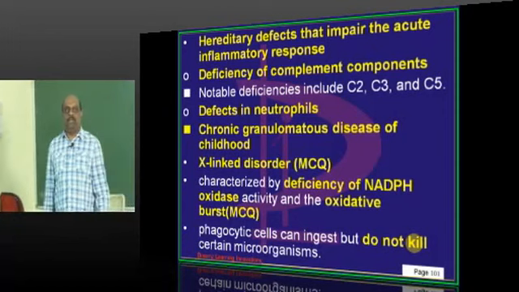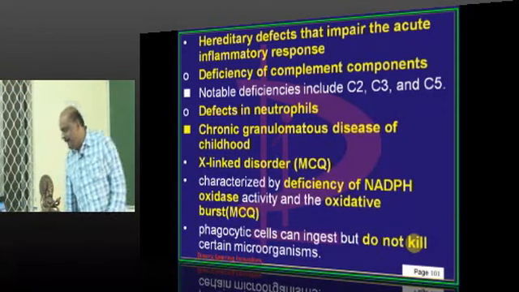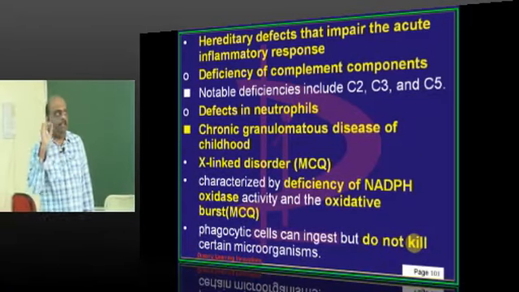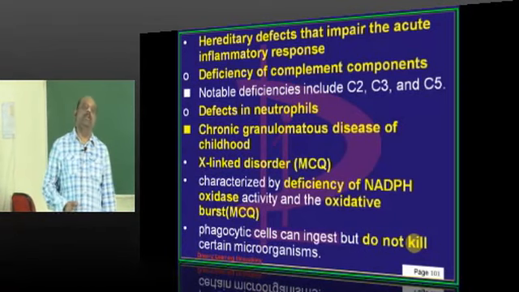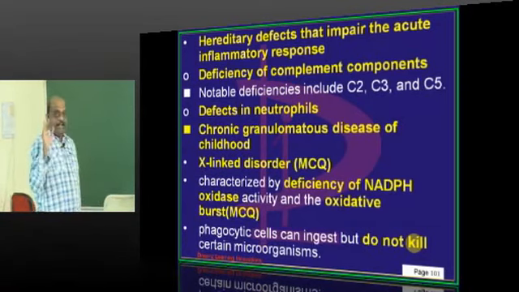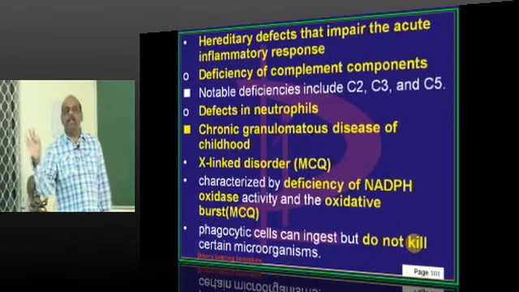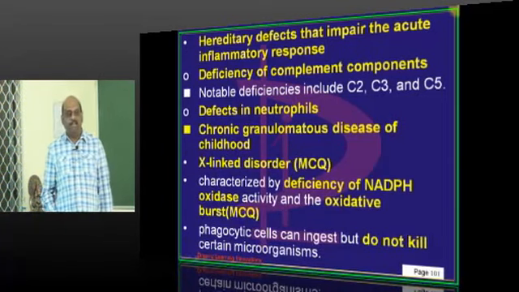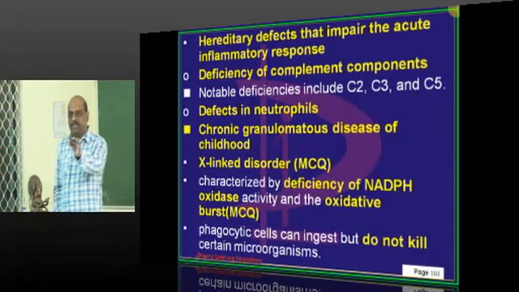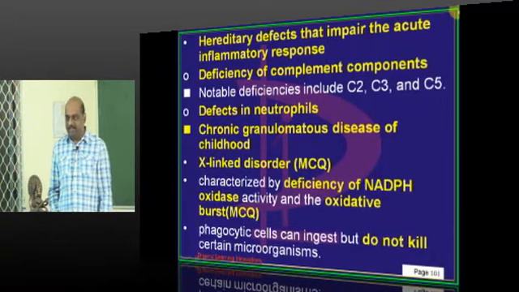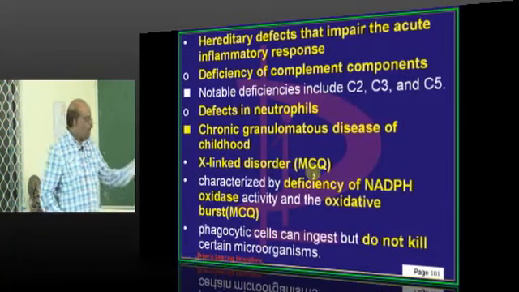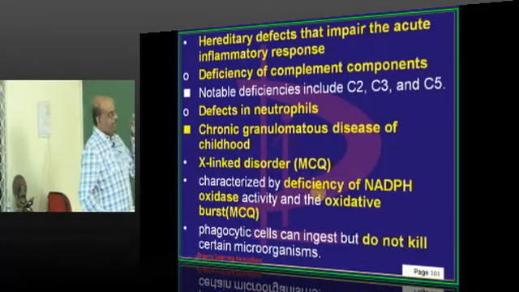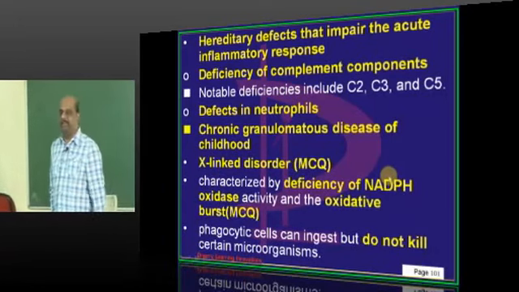Let's quickly talk about the various inflammatory disorders. C2, C3, C5 are the three main complement components. Their deficiency leads to immunodeficiency. Then the defects in neutrophils. Chronic granulomatous disease, you should not forget. What is the examiner's favorite question? Inheritance pattern. Very few disorders have an X-linked recessive pattern of inheritance. Duchenne's muscular dystrophy. Chronic granulomatous disease also should be remembered because of its X-linked nature. You will remember me when you will be solving this question in the real exam.